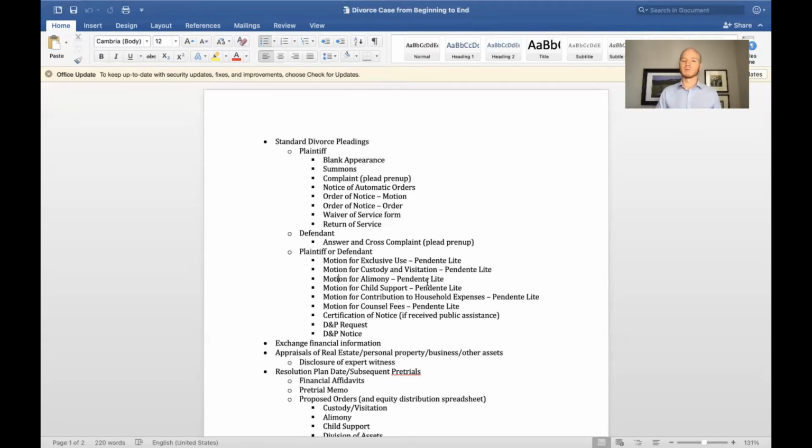There might be a motion for child support pendente lite, which, similar to the motion for alimony, a parent may rely on financial support from their spouse while a divorce is pending. So we need to get those orders put in place.